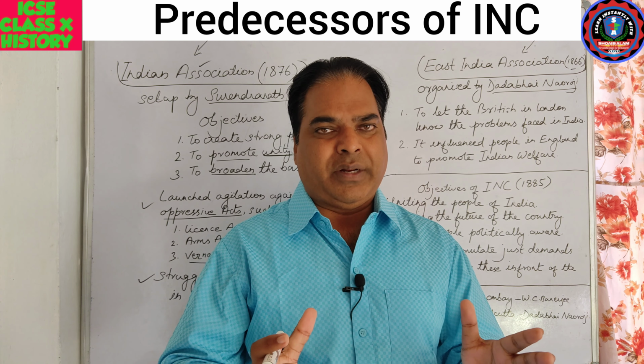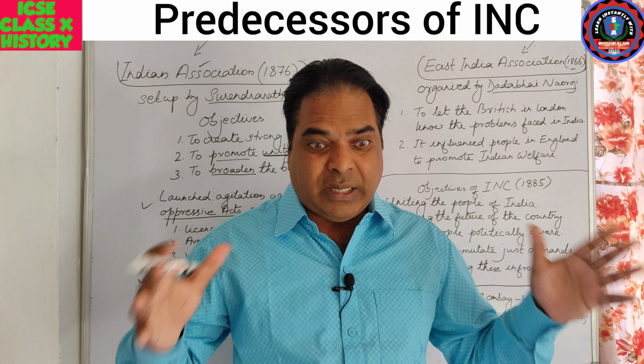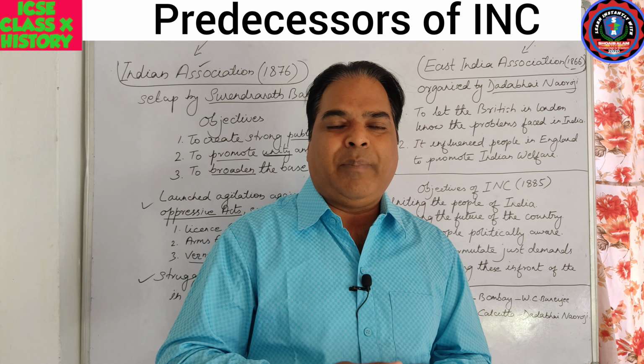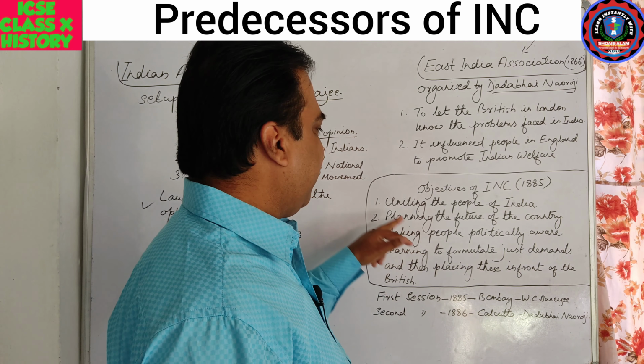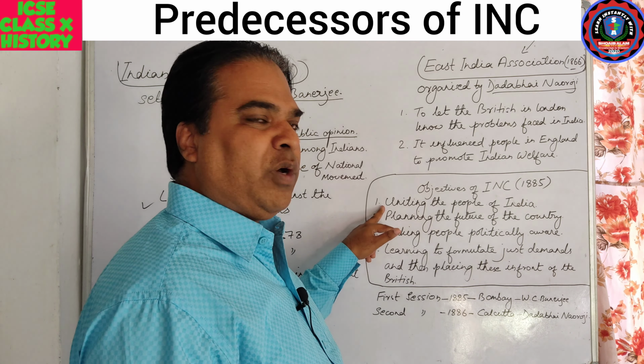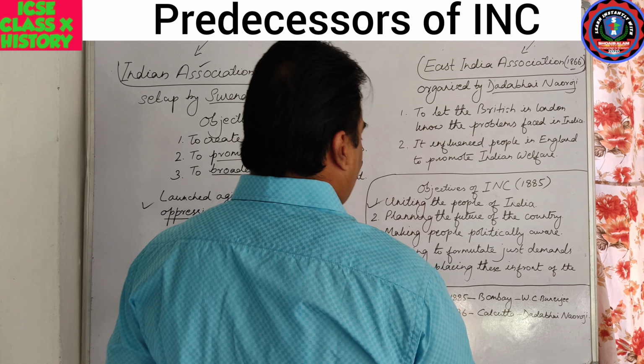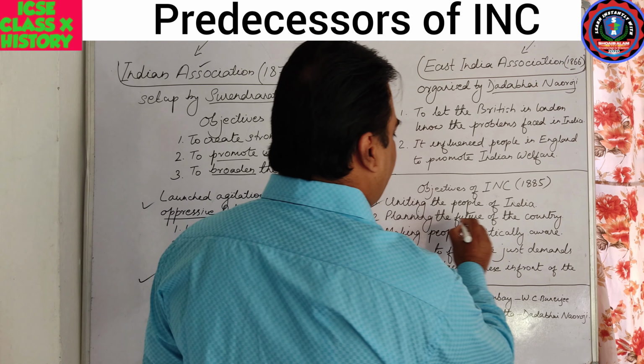Unity is very, very important, right? This freedom means uniting all the people of the country. So to make the people aware of the value of independence, we need to unite all the people of the country. The first motive or objective was to unite all the people of the country. Okay, number one.